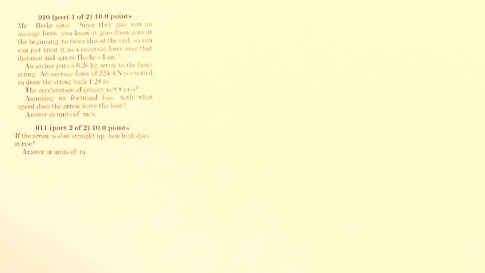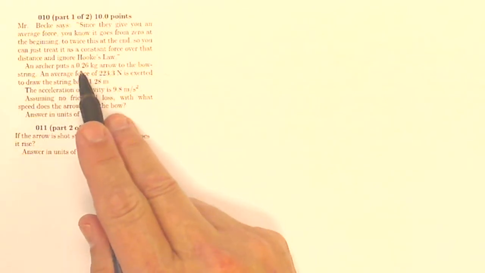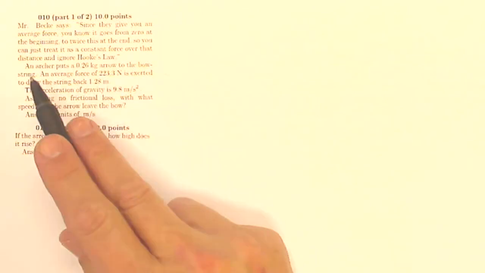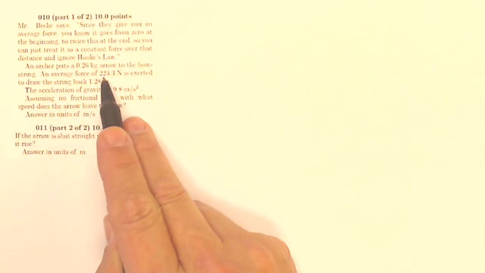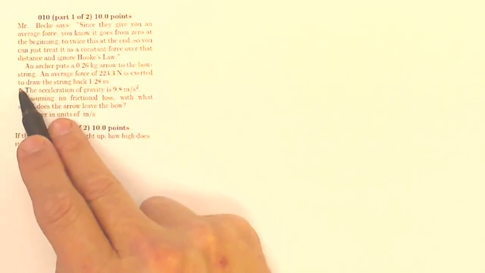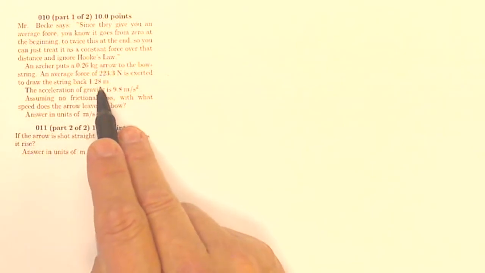This is homework 16, questions 10 and 11. It says, an archer puts a 0.26 kilogram arrow to the bowstring. An average force of 223.3 newtons is exerted to draw the string back 1.28 meters.